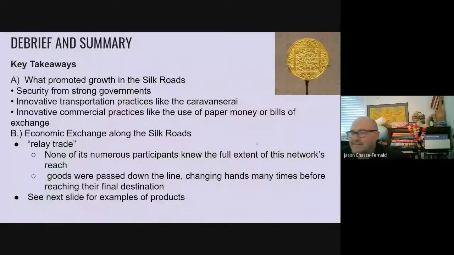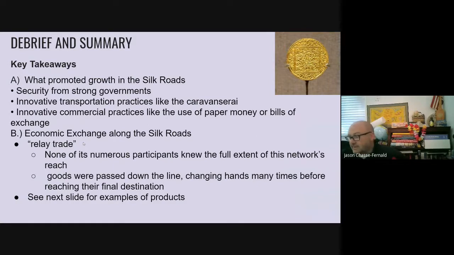All right, so that is all for today, besides watching that video. So key takeaways: what promoted growth on the Silk Road? This is something we're going to get into with our homeworks. It is security. But also new practices, which we'll talk about tomorrow, like the caravanserai, and things we've already talked about, like paper money and bills of exchange that were common in the Song dynasty, and also in the Abbasid Caliphate.